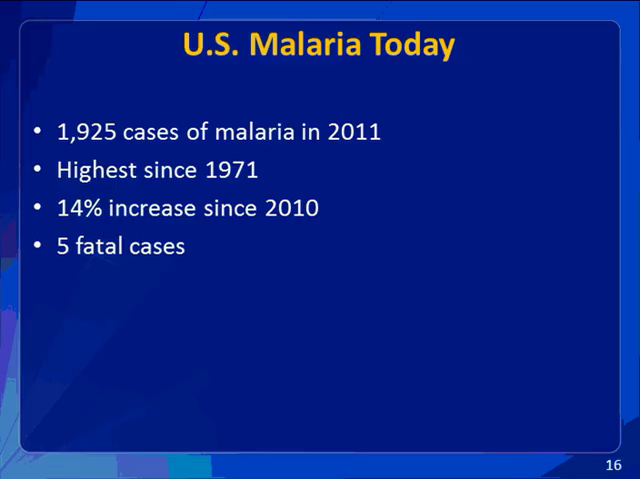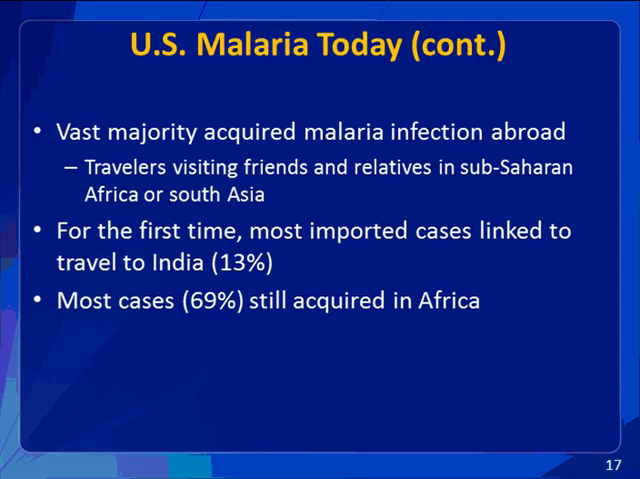In the vast majority of U.S. cases, malaria infection is acquired abroad, primarily in individuals visiting friends and relatives in sub-Saharan Africa or South Asia. For the first time, India was the country from which the most cases were imported, with 13% of all reported cases. However, 69% of cases were still acquired in Africa.